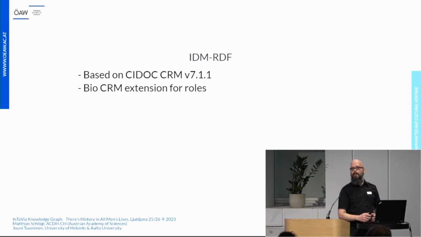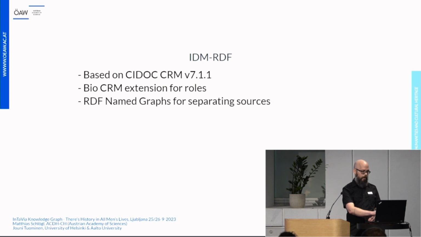We have extended this CIDOC CRM with our own bio-CRM extension, which we use for representing the roles of persons in these events. So for example, in a production event of a painting, a person can be in the role of painter. So we can store this kind of semantically rich information.